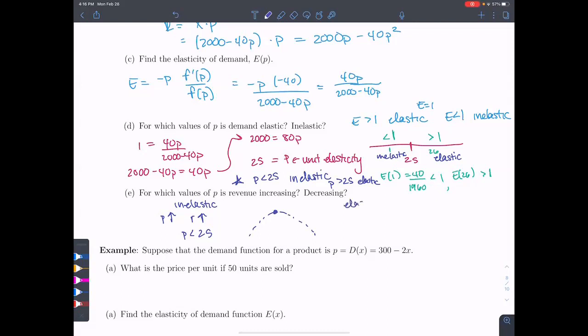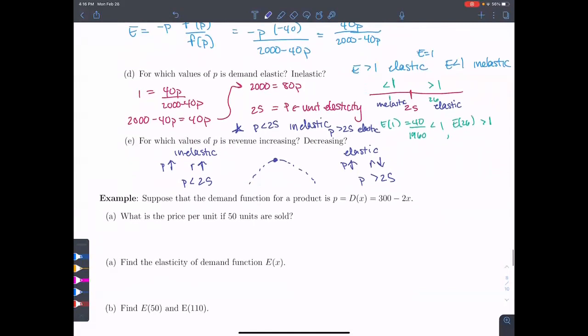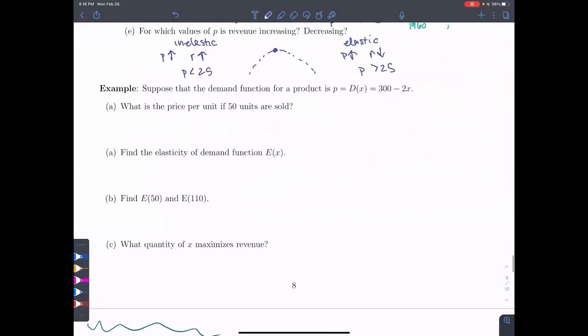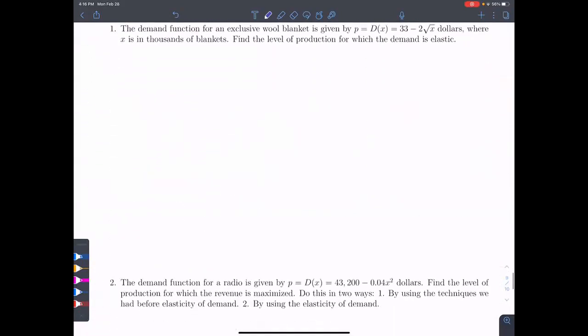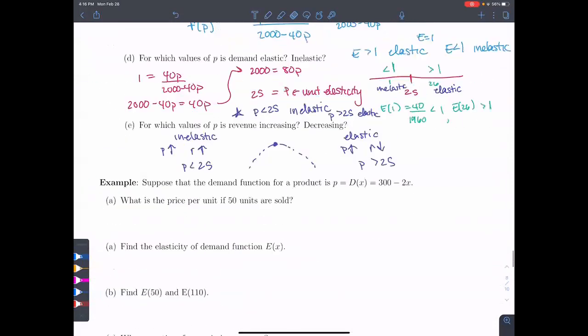So elastic, when price increases, revenue decreases, and that happens when P is greater than 25. Okay, we can do this last one maybe, and then I'll leave the rest of those for you guys to try and let me know if you need any help with them. But let's work this last one.